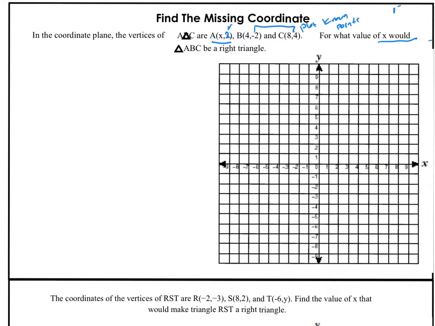All right, so we got (4, -2) and (8, 4). That's B, and that's C. Now, for A, we know we have a Y value of 2, and we don't know the X. So if my Y value is 2, I know somewhere where Y equals 2, I'm going to have my next point.